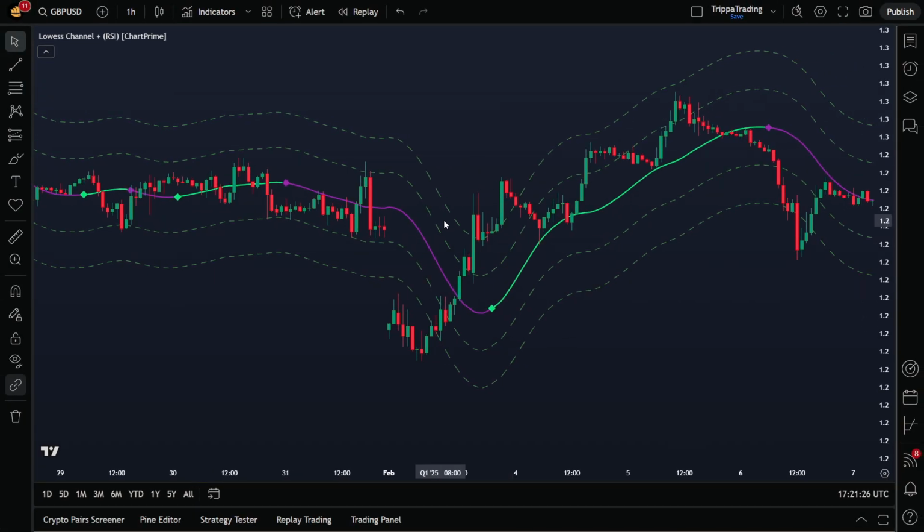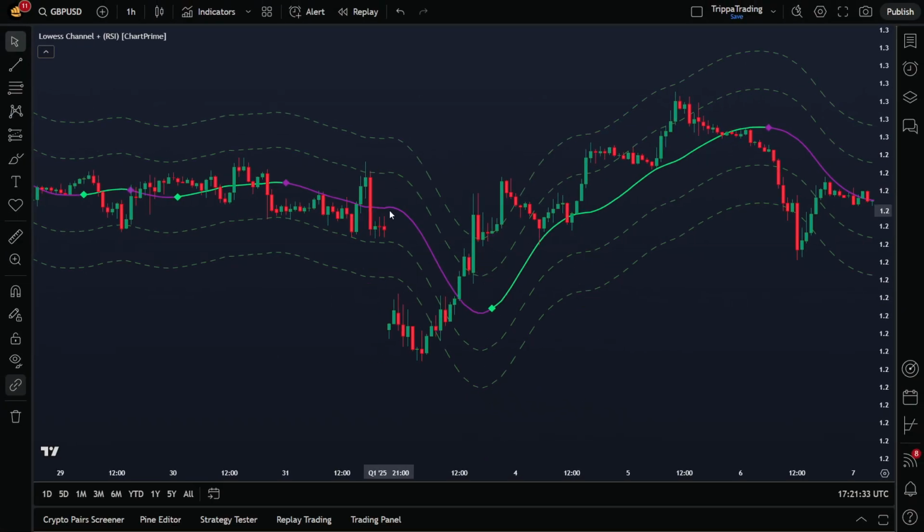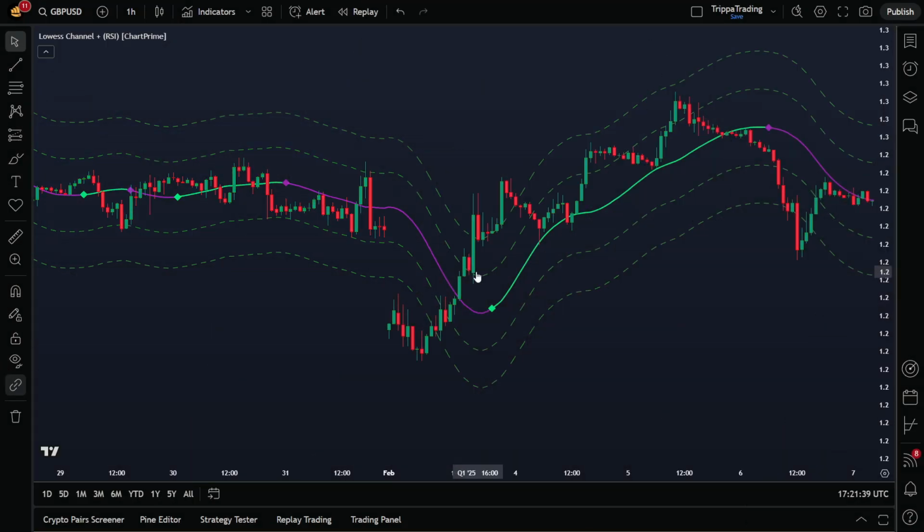Ladies and gentlemen, this is the awesome Lowest Channel plus RSI indicator. Basically, it uses this clever lowest math technique to smooth out the price action, cutting down on market noise without much lag. This gives you a clearer picture of the underlying trend and potential turning points using dynamic channels and an RSI reading. So let's look at what you actually see on the chart.